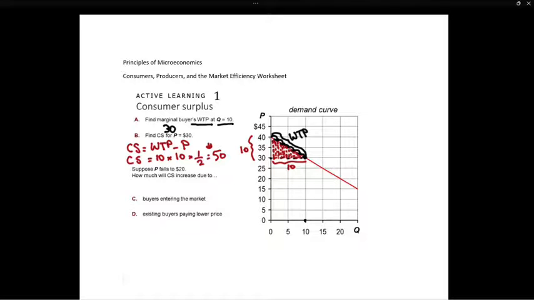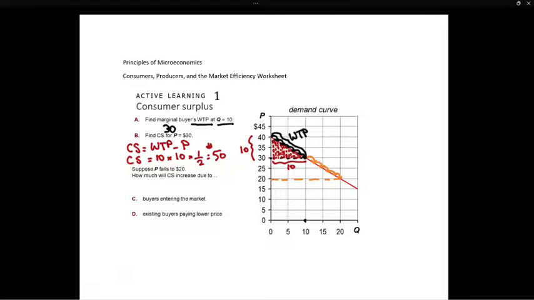Now let's suppose that the price falls to $20. Let's mark that using another color. When the price falls to $20, that means additional buyers will enter the market. Now we have buyers willing to pay less than $30, but more than $20. So all these buyers will enter the market, and the consumer surplus, of course, will increase because of these additional buyers. But it's not just that. The existing buyers' consumer surplus will increase.